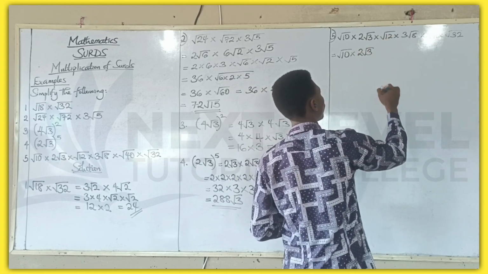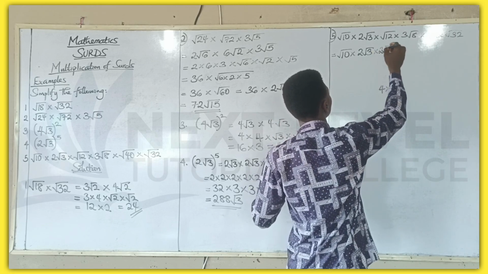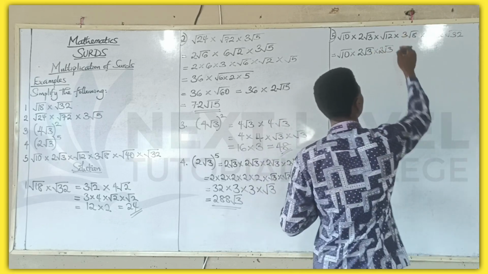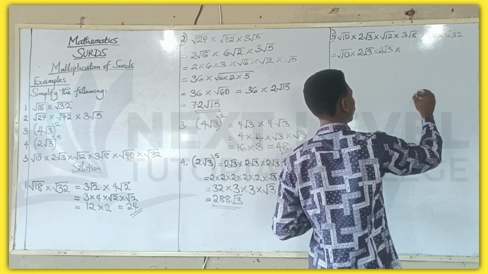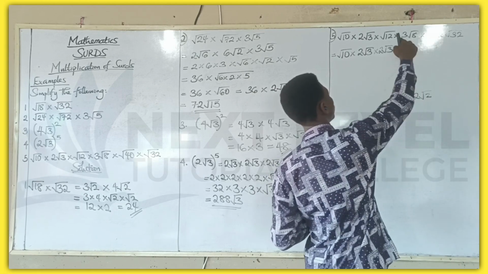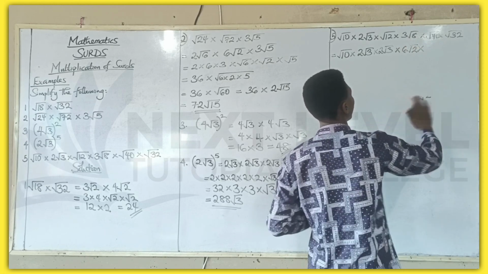This one, 12 is 4 times 3. Square root of 4 is 2, so we can simplify that one: 2 root 3. Times 8 is 4 times 2. Square root of 4 is 2, so we have 2 root 2. But there's a 3 in front. 3 times 2, 6 root 2, that we will have here.